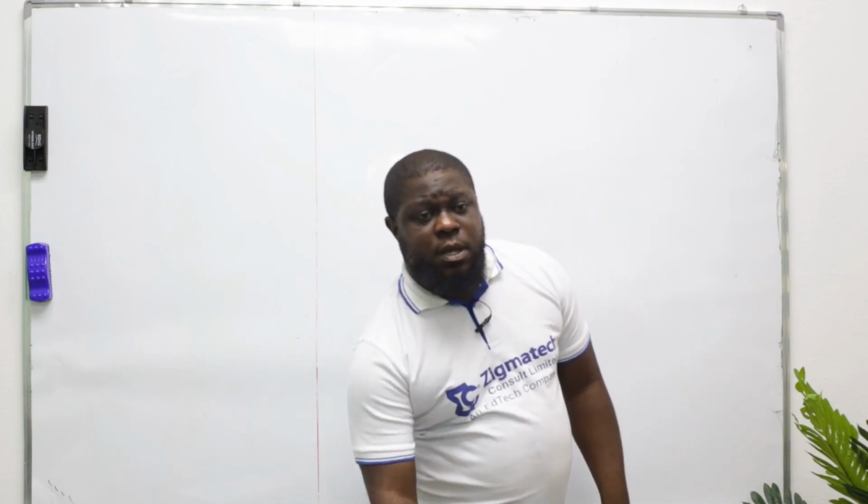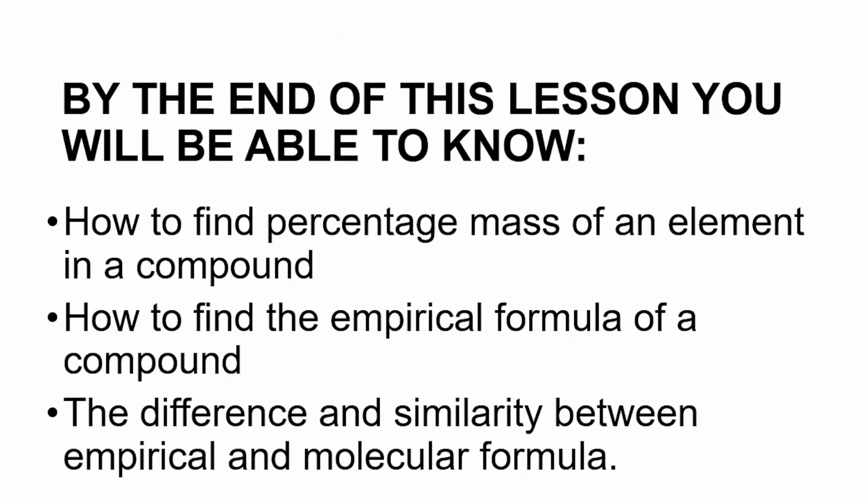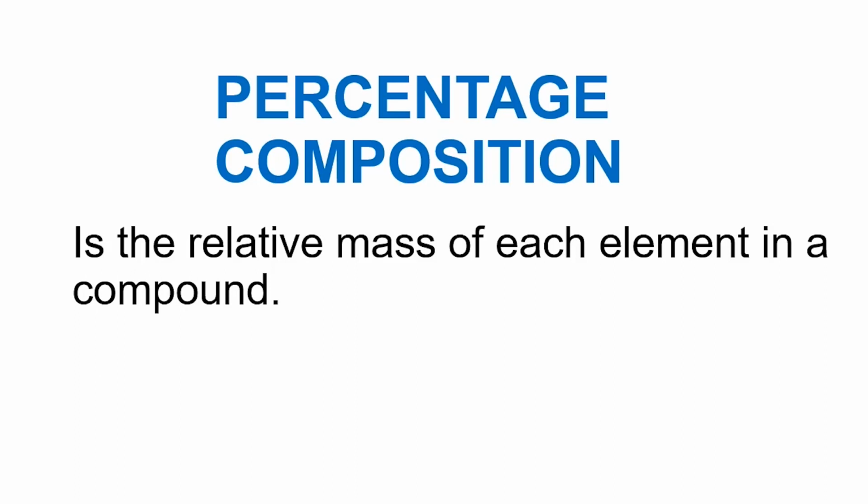Now, by the end of this lesson, you will be able to know how to find the percentage mass of an element in a compound, how to find the empirical formula of a compound, and the differences and similarities between empirical and molecular formula. Now, percentage composition. Percentage composition is the relative mass of each element in a compound.